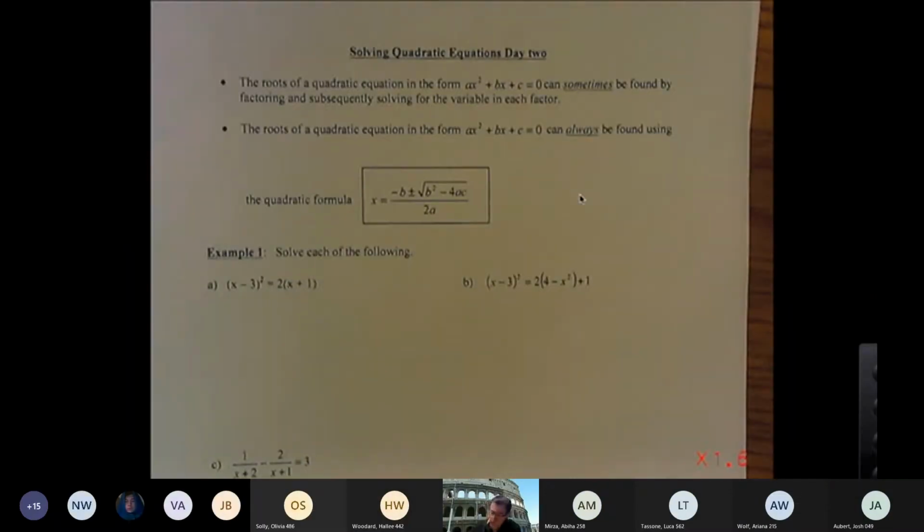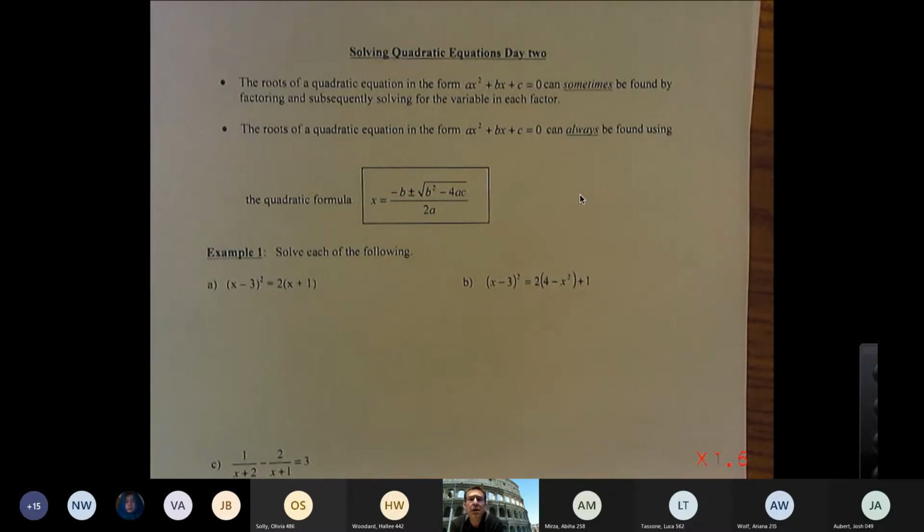All right, so ladies and gentlemen, we've learned how to solve by factoring, and we've learned how to solve using the quadratic formula. But now we have to do grade 11 algebra type questions. So, solving quadratic equations day 2. Well, it would have been day 2, except we're at COVID math.